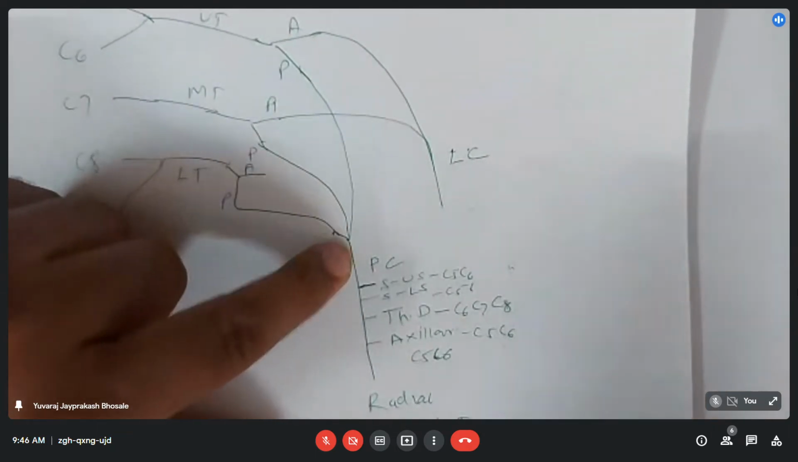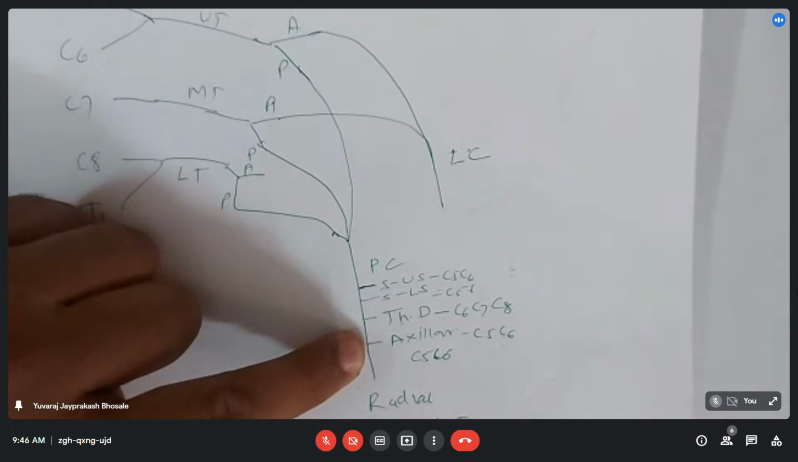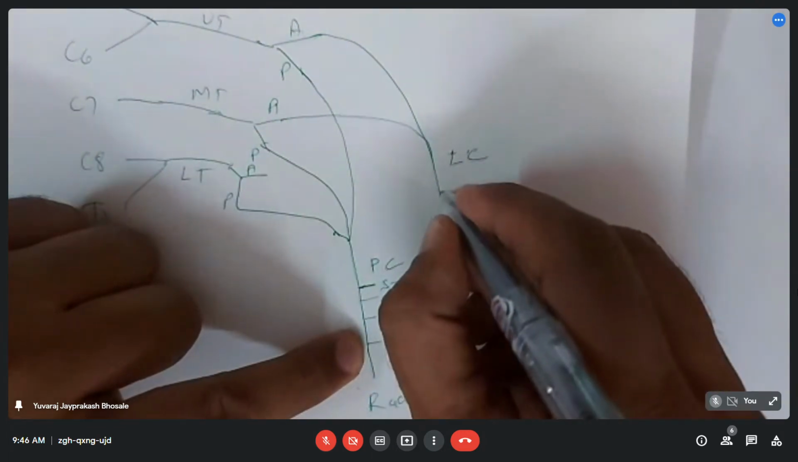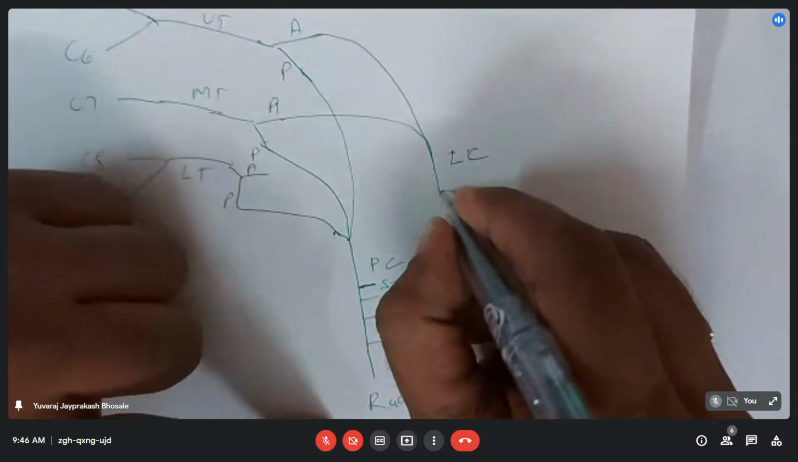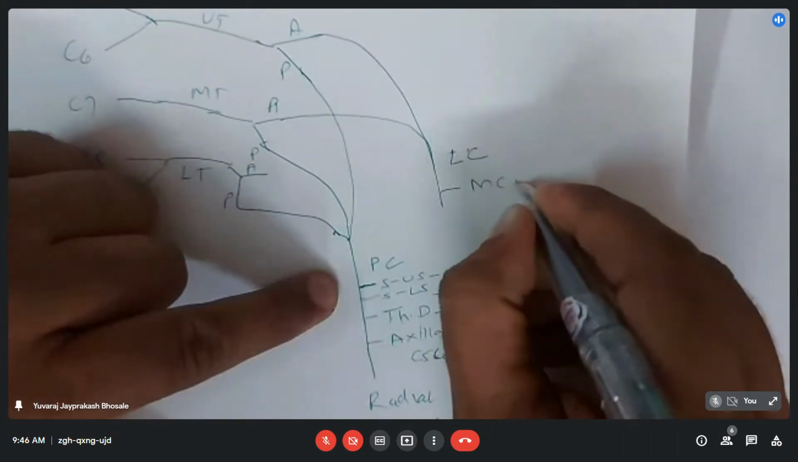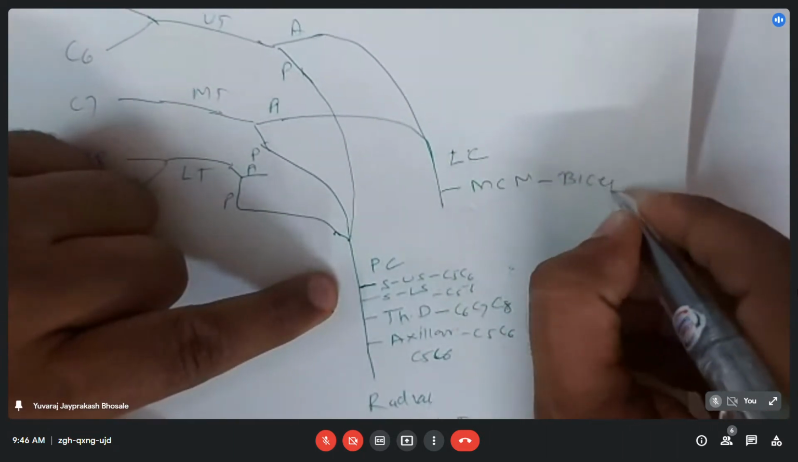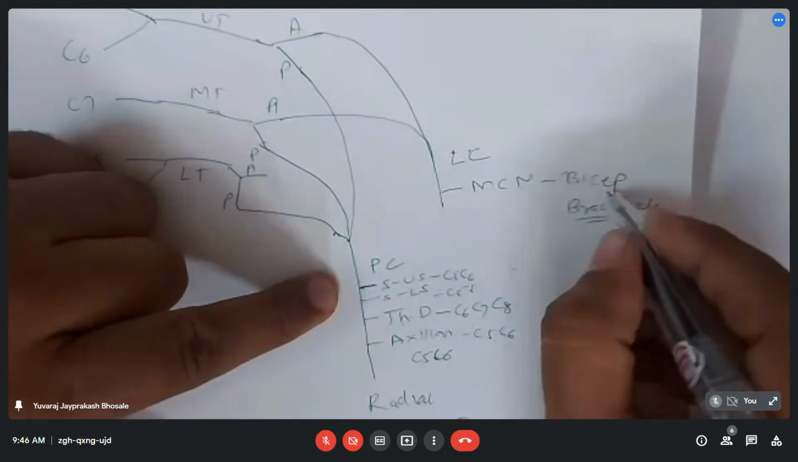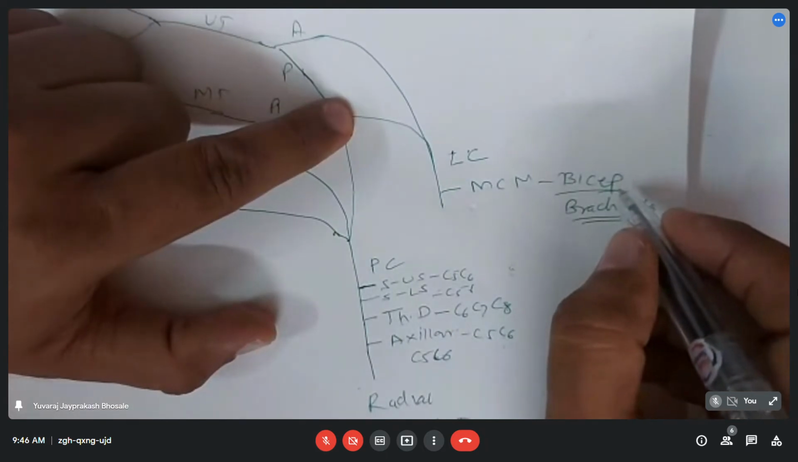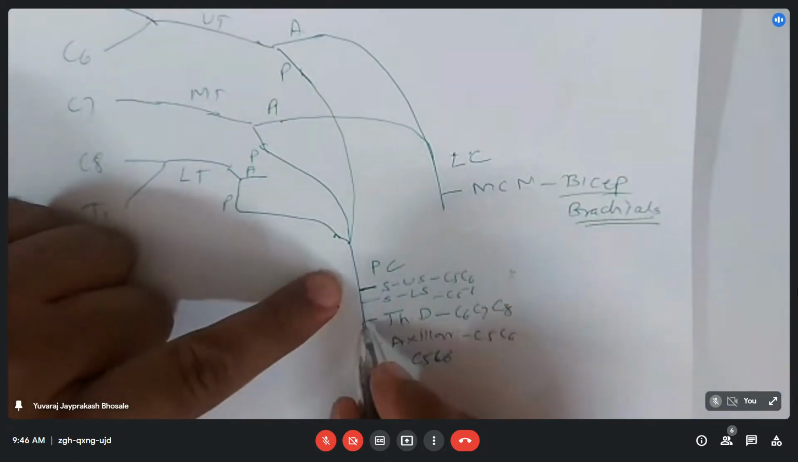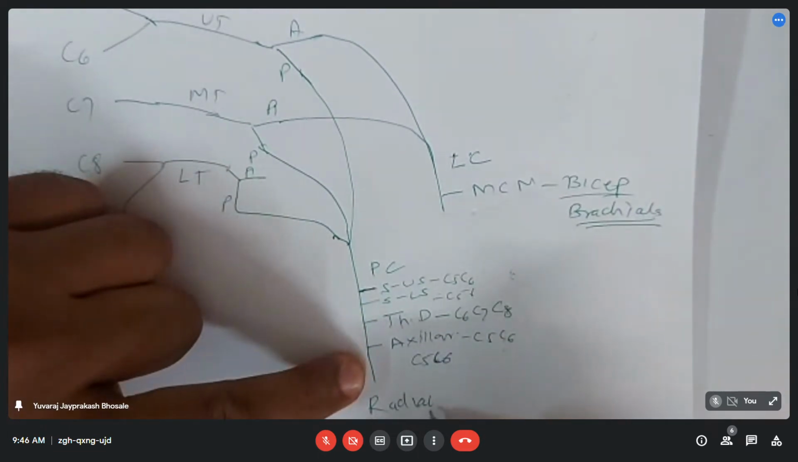So the posterior divisions are uniting to form the posterior cord, and here I want to make a point again that anterior divisions supply the flexors. We have seen the lateral cord formed by anterior divisions of the upper and middle trunk, giving the musculocutaneous nerve which supplies biceps, a flexor, and brachialis, a flexor. So flexors are supplied by anterior divisions. Now if you see the posterior divisions, the radial nerve.